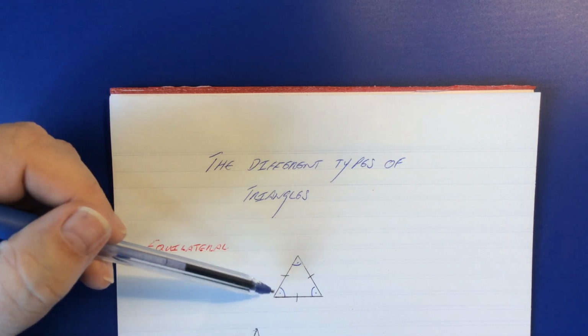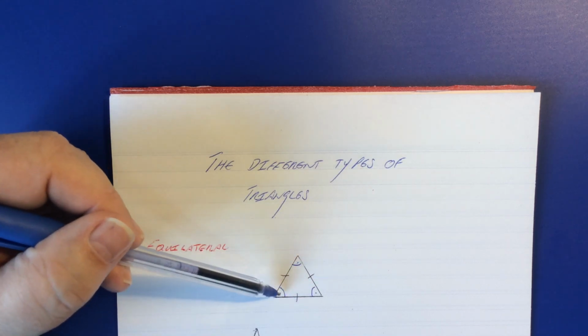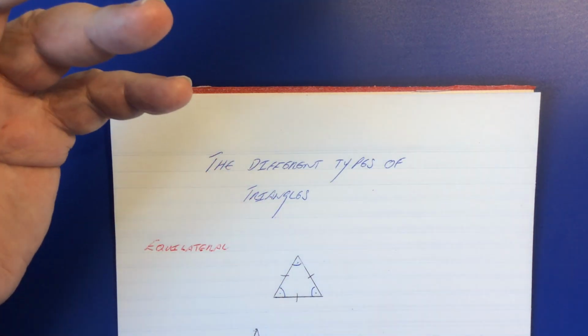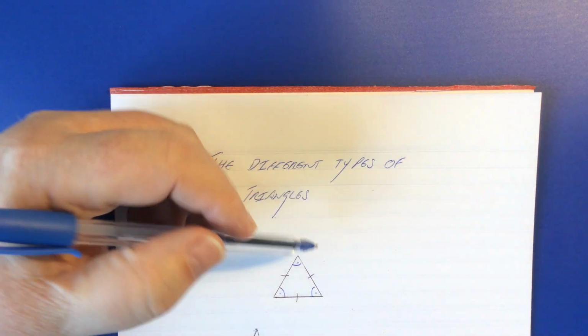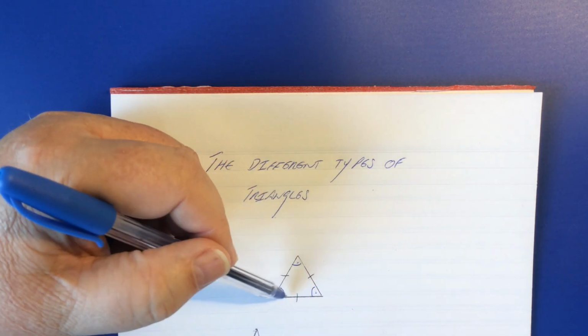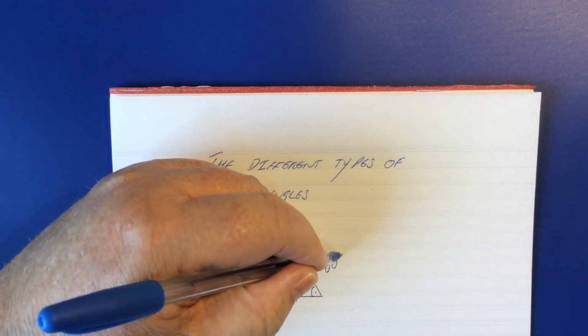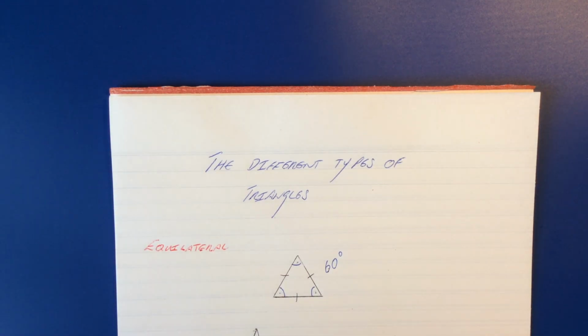And if they are all the same length, that means that these angles are all the same. And as the angles on the inside of a triangle add up to 180 degrees, and these angles are all the same, it means that each of these angles is 60 degrees, which is a very, very handy thing to know. So that is an equilateral triangle. There is not a great deal more to say about it.